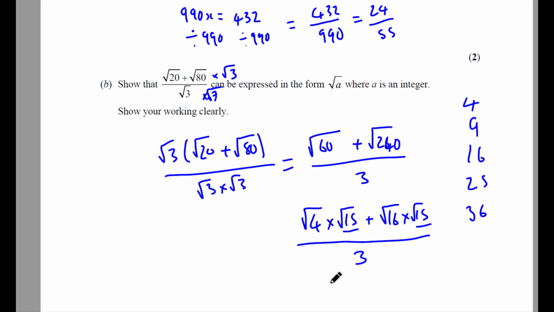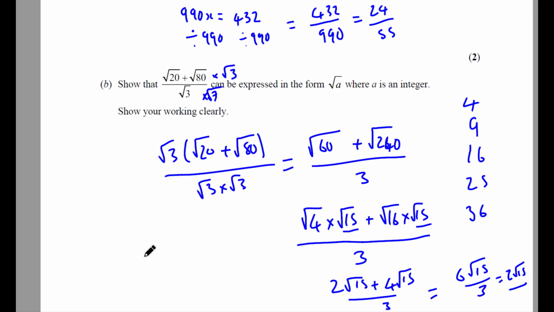Now you simplify the thirds now, so that's 2 root 15 plus 4 root 15, all divided by 3. Simplify the top, 6 root 15 over 3, and you can simplify the 6 divided by the 3 to get 2 root 15, and I'm just going to write that at the side so you can see that all very clearly. Well done.